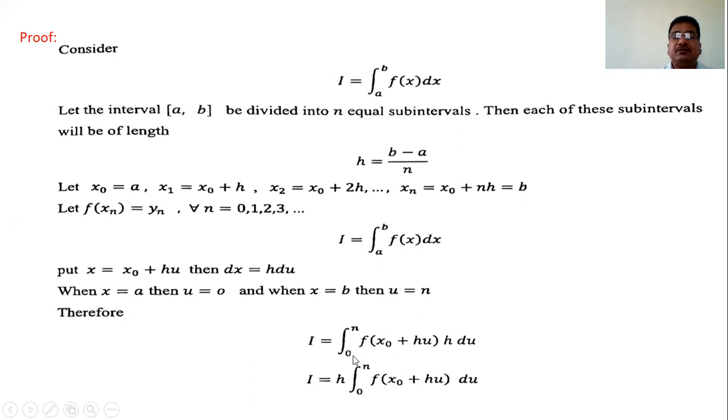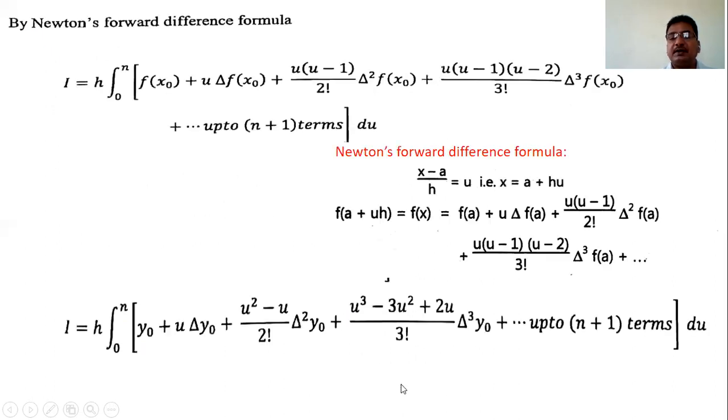Instead of a to b, write 0 to n, because if x is a, u is 0, and if x is b, then u is n. So we have the integration limits 0 to n, of f of, and the value of x is what? x0 plus hu, or a plus hu, into dx, and dx is h du, and this h is constant. So take h out of the integral: h times the integration from 0 to n of f of x0 plus hu du, and then expand this f of x0 plus hu by using Newton's forward interpolation formula.